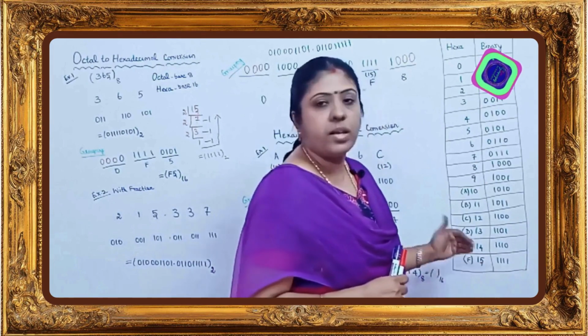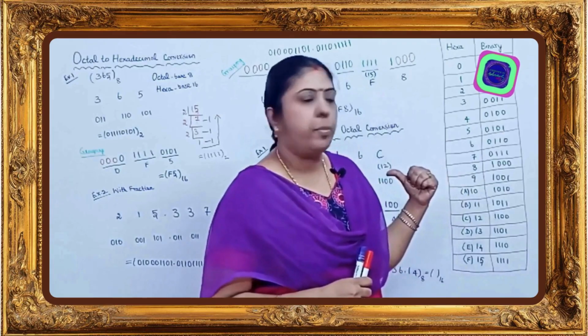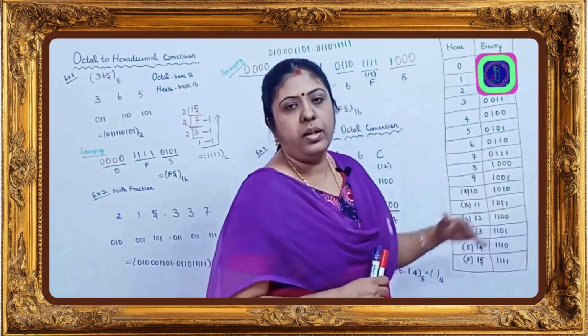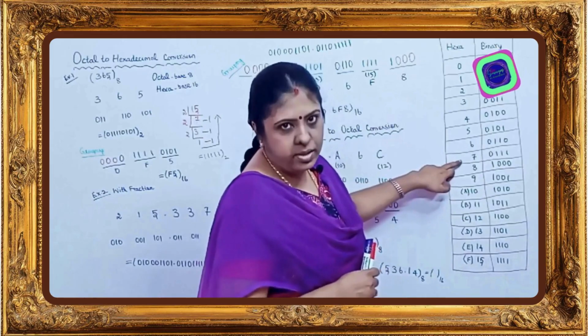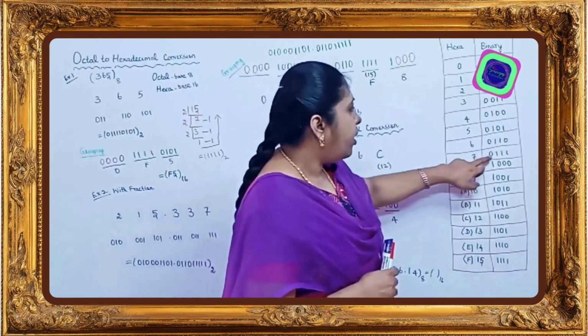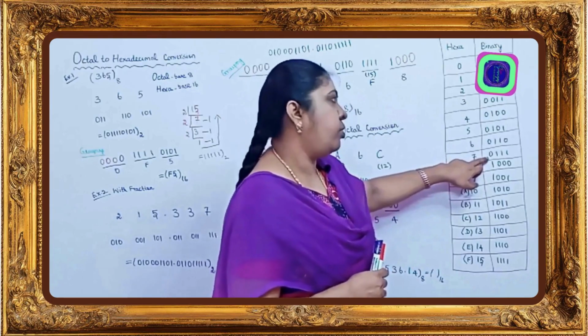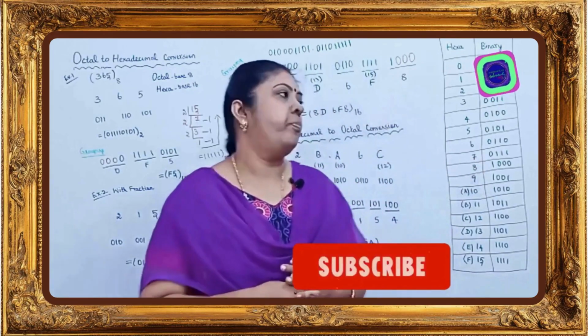These values can be directly substituted. We can see in the examples. For hexa, it is represented as 4-bit binary. When considering octal, the same 0 to 7 digits are used, but here only 3 binary digits are used from this table. Okay, now move on to the first example.